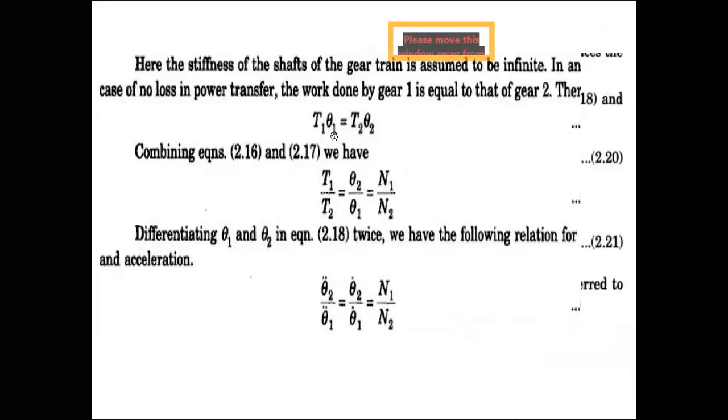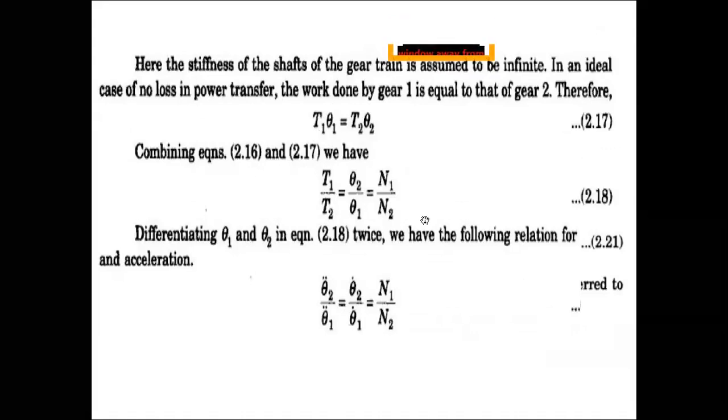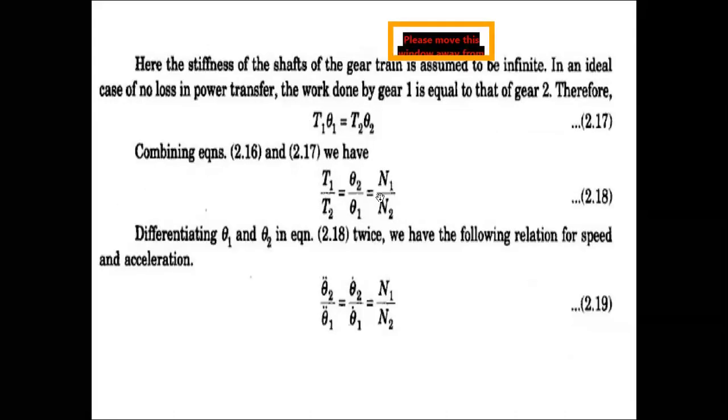What is this T1 theta 1? Here, if you observe, T1 is the opposing torque created on the primary shaft because of the secondary shaft. What is T2? T2 is the transfer torque from primary to secondary. T1 is from secondary to primary, and T2 is from primary to secondary. These transferred torques will be equal, and accordingly the amount of work done will be equal. Accordingly, T1 theta 1 equal to T2 theta 2.